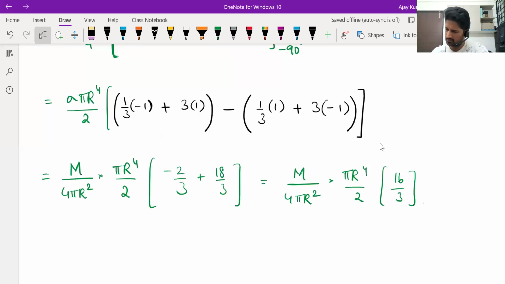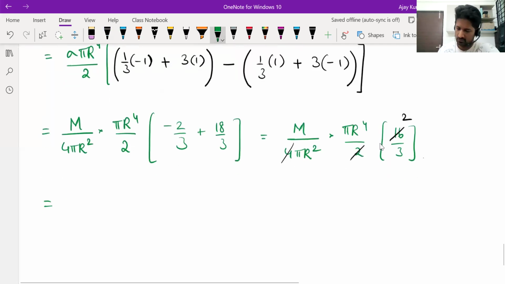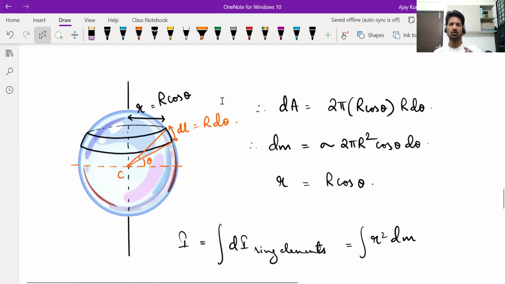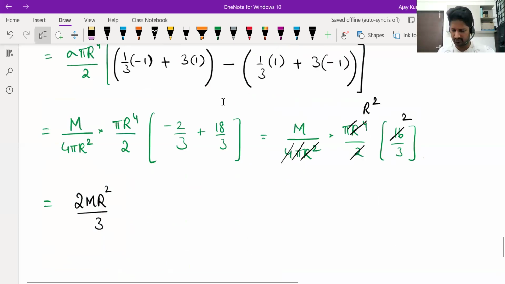This way, if we proceed, what are we getting? Okay, this is fine only, no? Right. So Pi gets cancelled. R square r power 4, 1 r square will remain in the numerator. Okay. 2m r square by 3. So what have we derived? The moment of inertia of a hollow sphere of mass m radius r about an axis passing through its center. Okay. And we get it as 2 by 3 m r square. This is correct only.